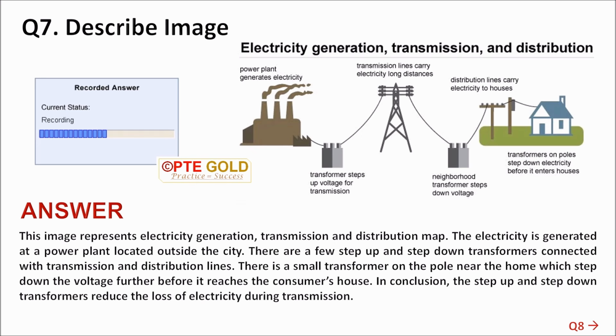There is a small transformer on the pole near the home which steps down the voltage further before it reaches the consumer's house. In conclusion, the step-up and step-down transformers reduce the loss of electricity during transmission.